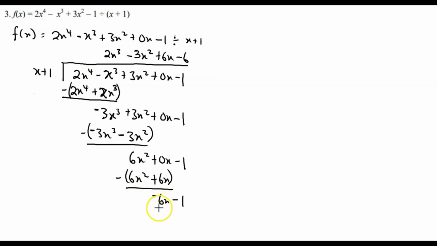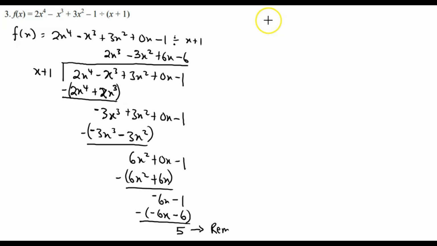Minus 6 times x will give us minus 6x. Minus 6 times positive 1 will give us negative 6. When we subtract, we'll end up getting 0 for negative 6x minus negative 6x. And then we'll end up getting 5 for negative 1 minus negative 6. Therefore, our remainder is actually 5.